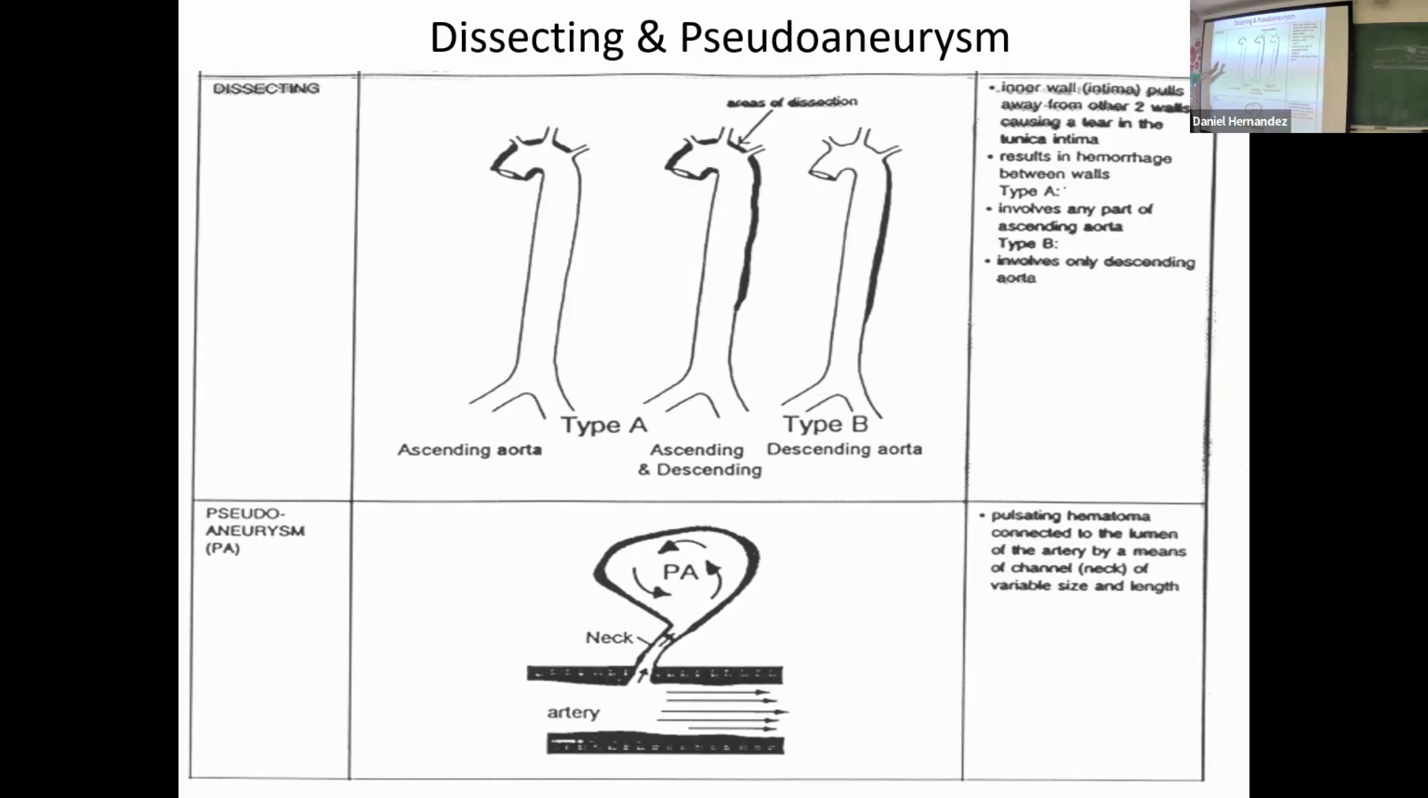Again, just keep in mind, the majority of dissections are going to be in that aortic arch in the proximal thoracic aorta. So for abdominal ultrasound, DMS students, you're probably not likely going to encounter a dissection in the course of your careers.